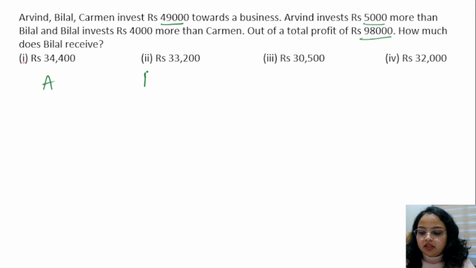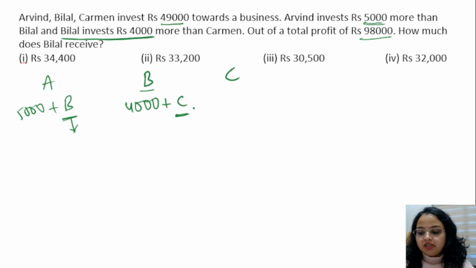See, this is Arvind, this is Bilal, this is Carmen. So here Arvind invests 5,000 more than Bilal, so this is 5,000 plus B, where B is the amount invested by Bilal. And Bilal invests 4,000 more than Carmen, so 4,000 plus C, where C is the amount invested by Carmen.